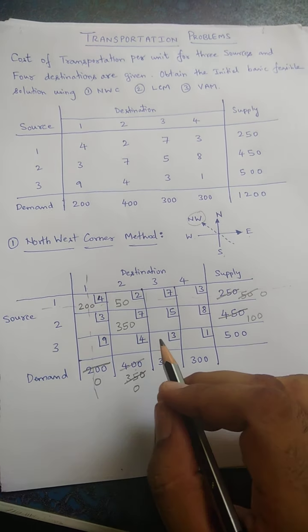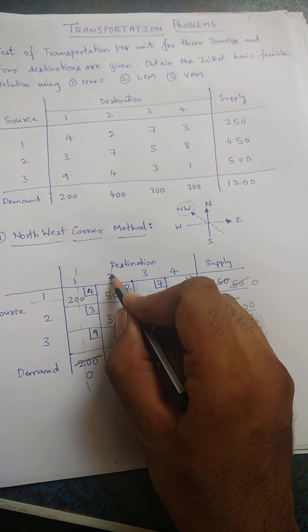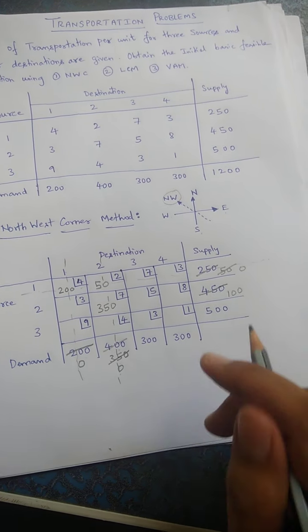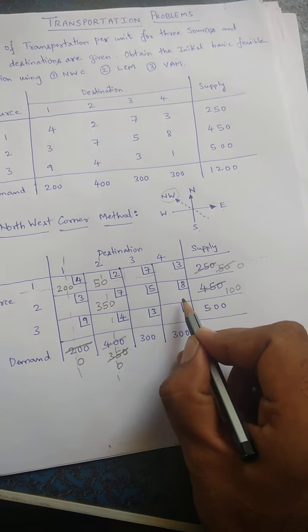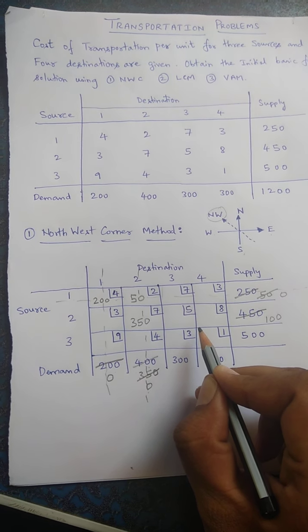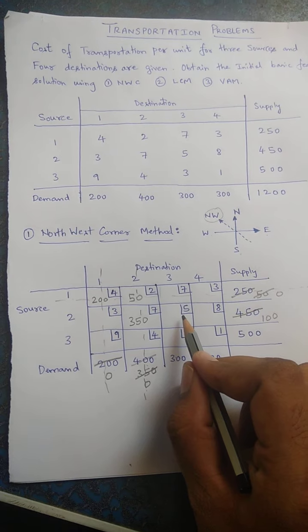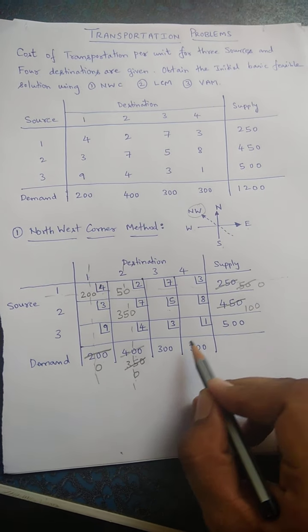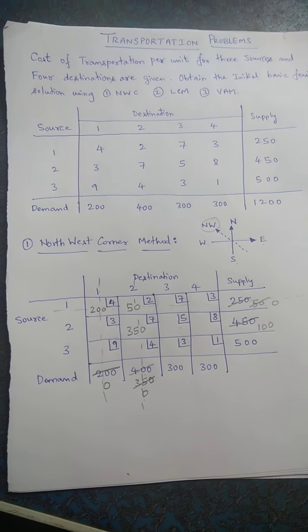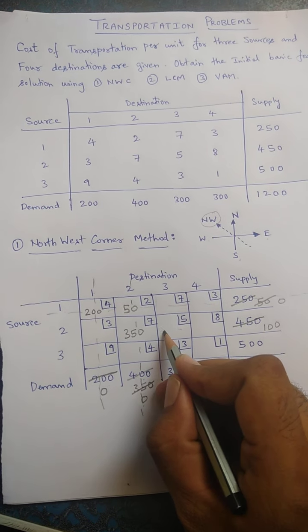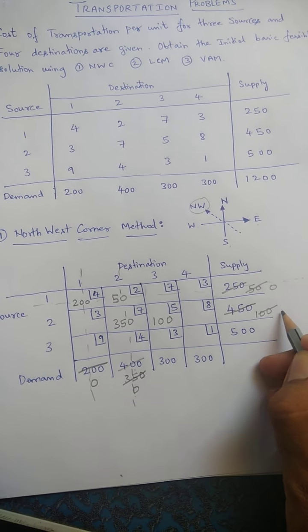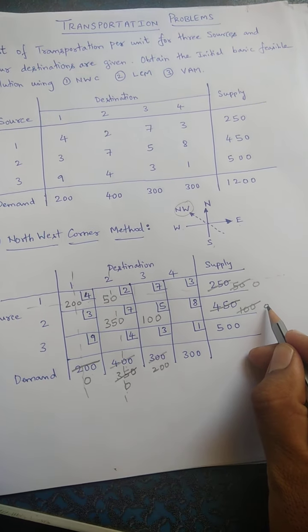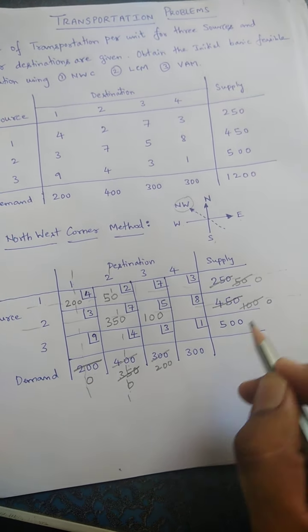Now again observe, this is 0 now, so even this column is gone. There is no more demand left for the second destination. Now you can observe there are only 4 cells. Out of these 4 cells, the northwest corner cell is this cell now. So here observe 100 and 300. Which is minimum? 100 is minimum. So I will allocate 100 units here, and this will become 0, and this will become 200. Since this is 0, this row is also eliminated.